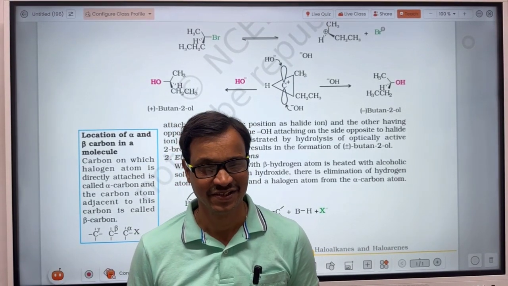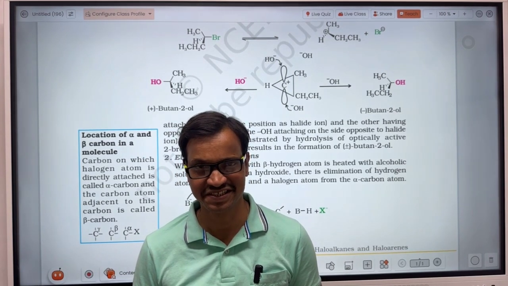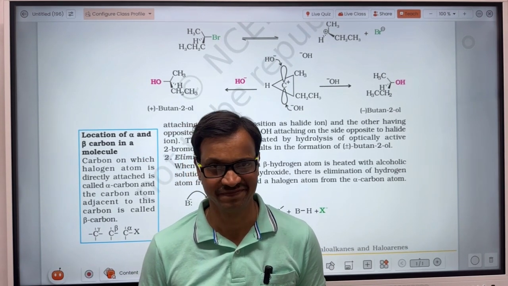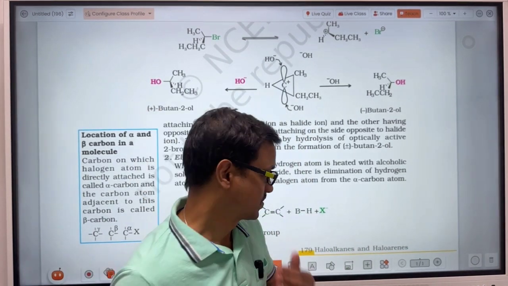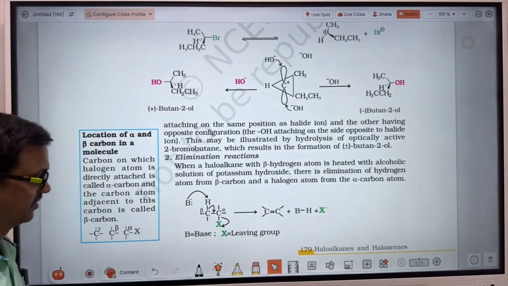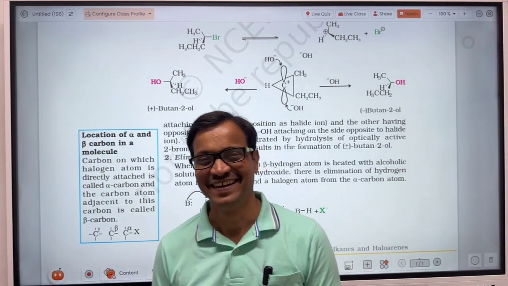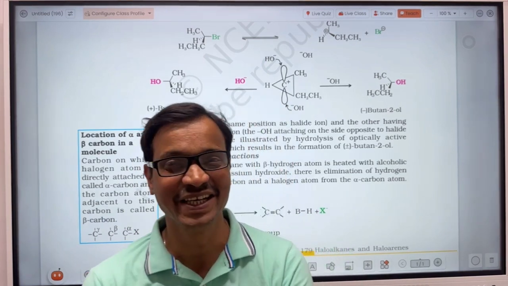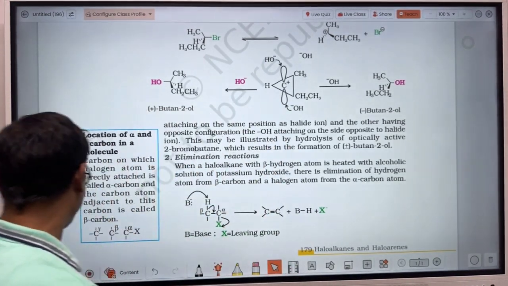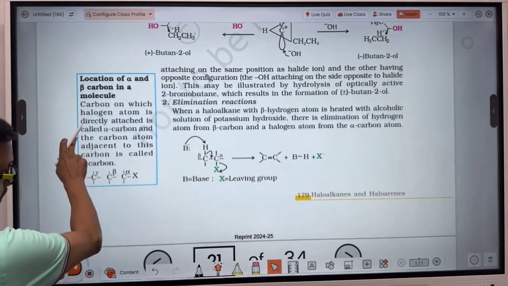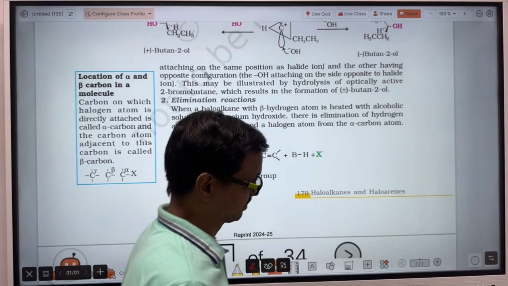In the last class, we discussed nucleophilic substitution reactions in haloalkanes. Now we will discuss elimination reactions. As we know, elimination means something will get eliminated. So from what will it eliminate? In the elimination reaction of haloalkane, there will be elimination of hydrogen and halogen.